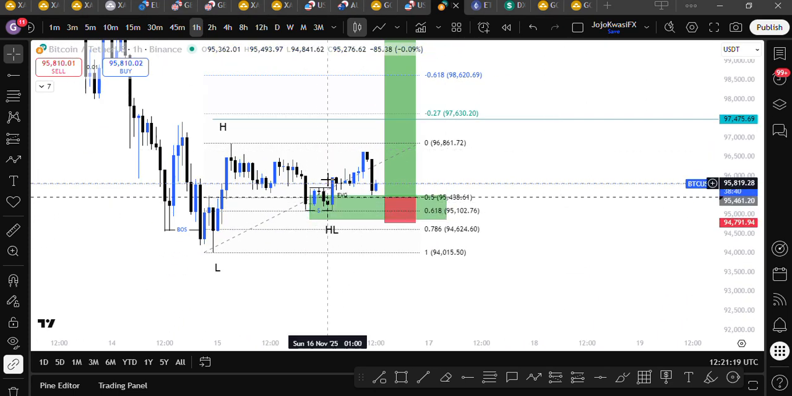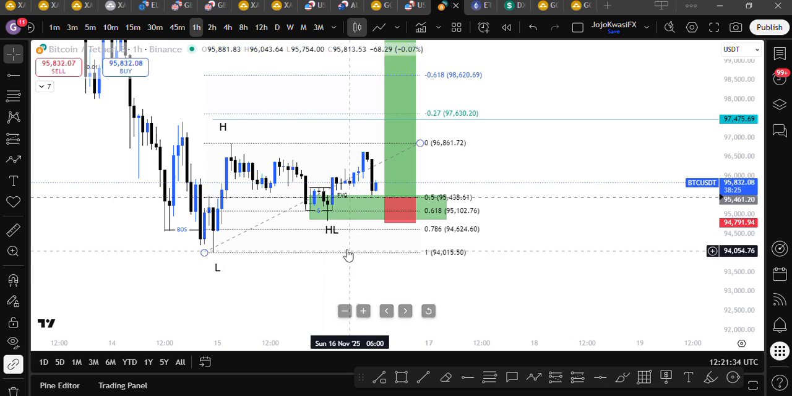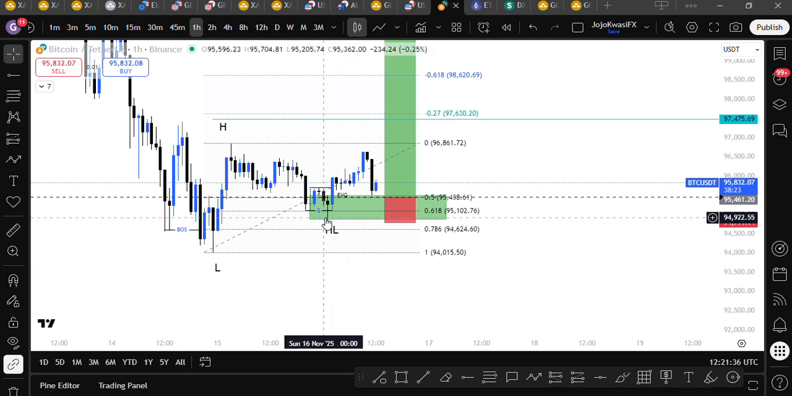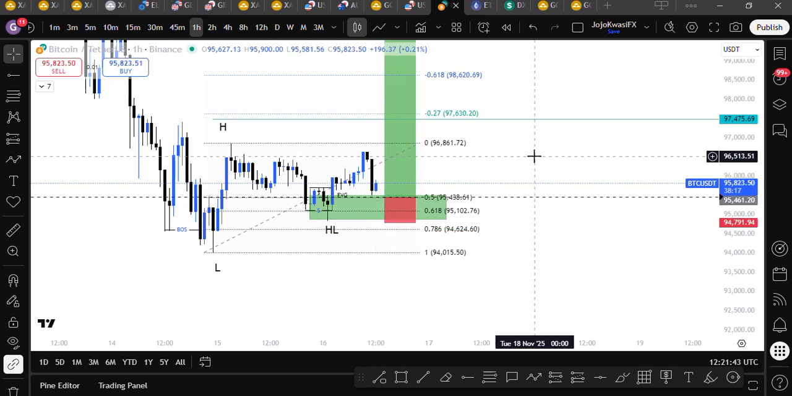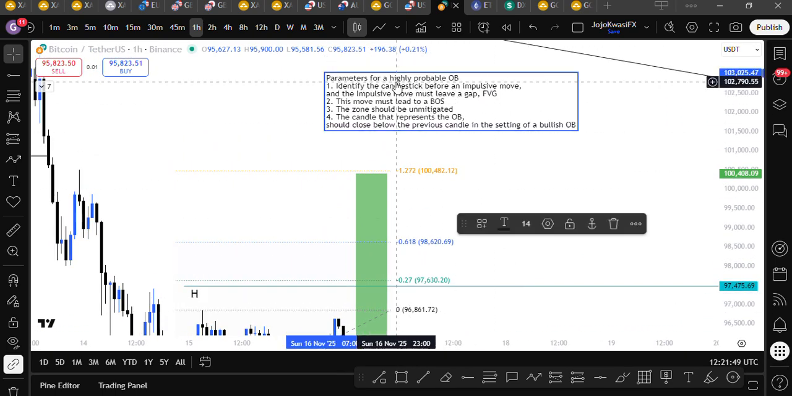So this bullish candle here, this is a 1 hour chart, is an impulsive move. Once I see an impulsive move, my antenna and senses get activated to look for an order block somewhere. The answer is yes, there's an order block here. And we were taught how to identify a high probable order block going through certain parameters or criteria, which I have written over here.